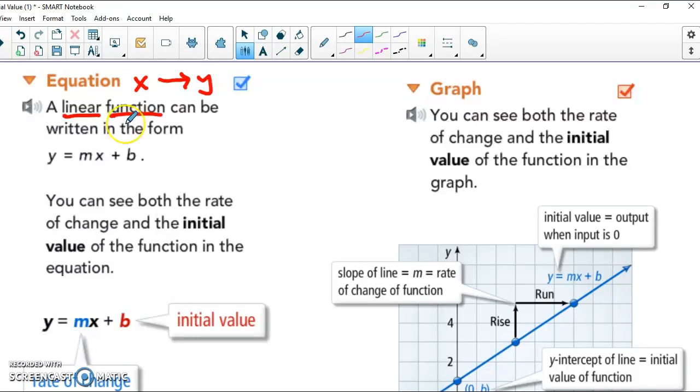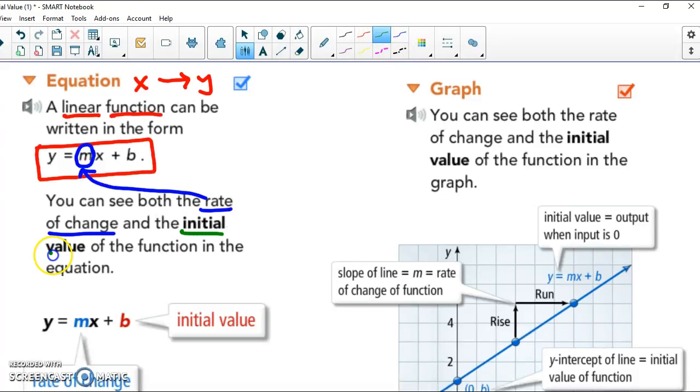So when we are writing a rule for a linear function, we are going to use this form here, y equals mx plus b. And what's great about this form is just by looking at this equation, I can see both the rate of change, which is my m, and I can also see the initial value, or my y-intercept, which is the b. The x and the y stand for every ordered pair that is a point on this line.